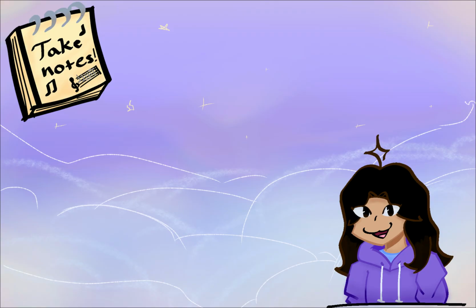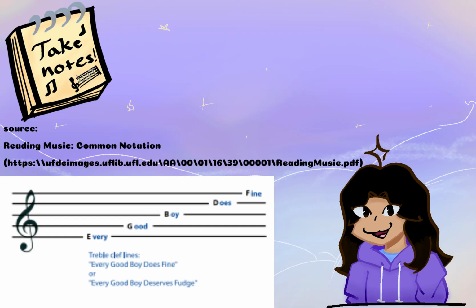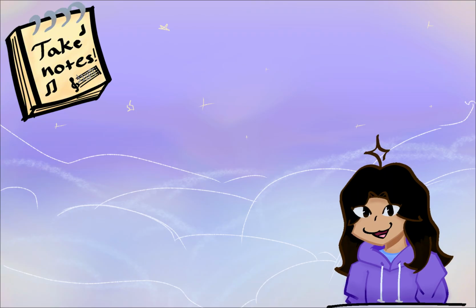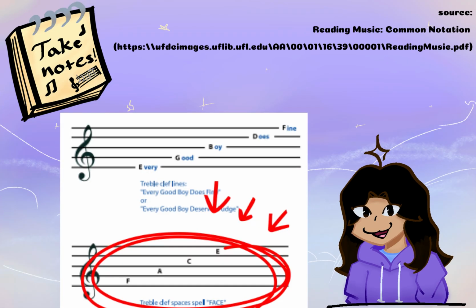A fast way to remember where the notes go is a mnemonic, a little reminder phrase. In a treble clef, any note on the staff lines from bottom to top goes in the order E, G, B, D, and F. A phrase I like to use to remember this is every good band does fine. In the spaces from bottom to top, they are F, A, C, and E. You'll notice that they spell face.